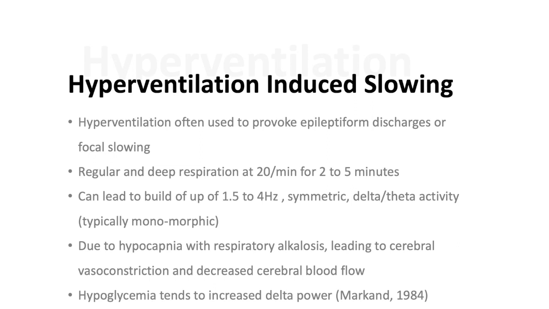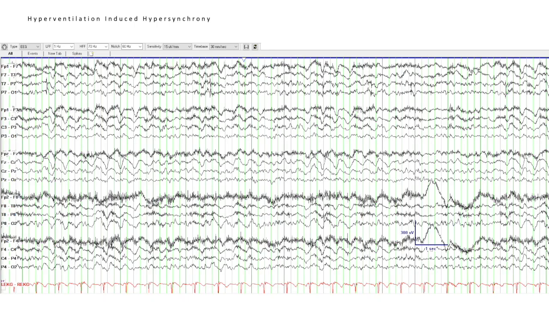This is generated due to hypocapnia with respiratory alkalosis as you're breathing off the CO2. This leads to vasoconstriction with decreased cerebral blood flow. Of note, hypoglycemia does tend to accentuate or increase the delta power seen during hyperventilation. So if you have a patient who comes in hypoglycemic, you may get a lot of delta power on hyperventilation.